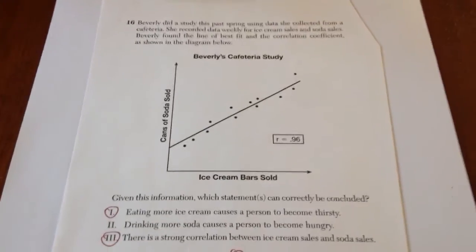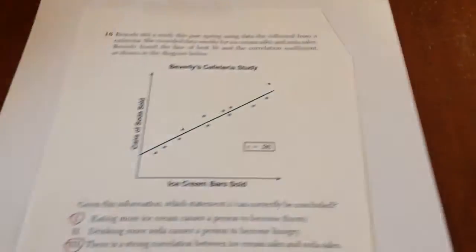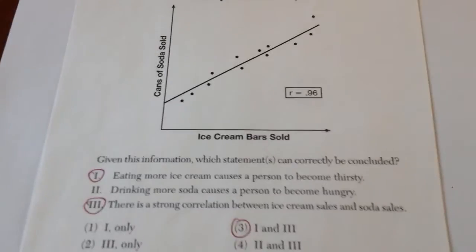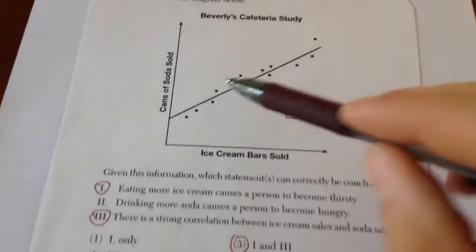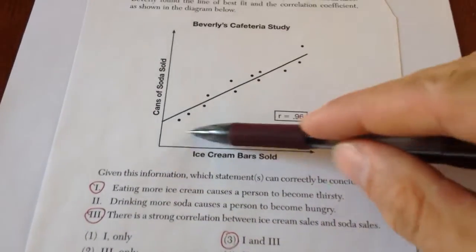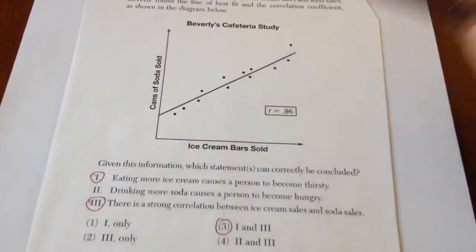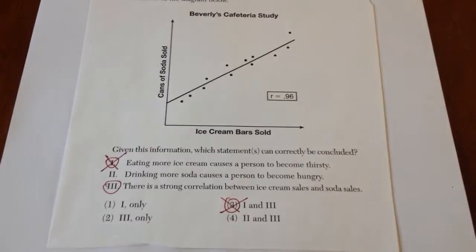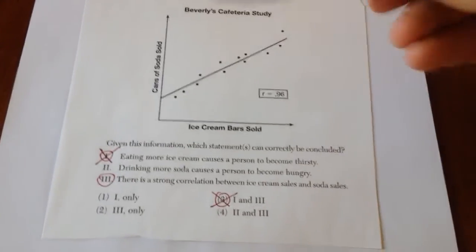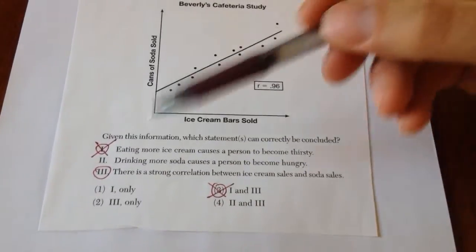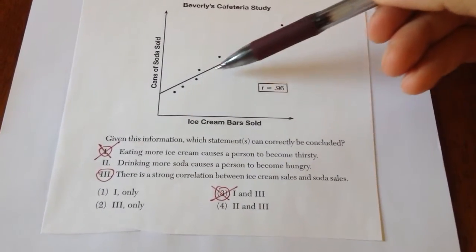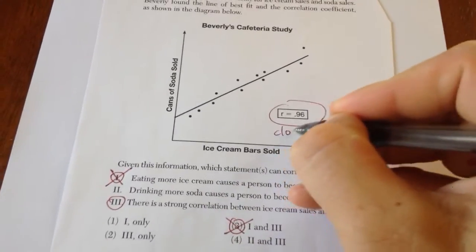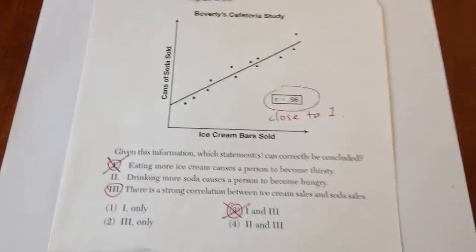In number 16, they're giving you a graph based on ice cream bars sold and cans of soda sold. We know that as we eat more ice cream, it looks like the number of cans sold goes up. In this one, the only thing that we can correctly justify or conclude from here is that there's a strong correlation between ice cream sales and soda sales because this number is very close to 1.